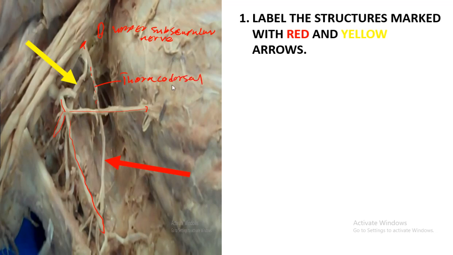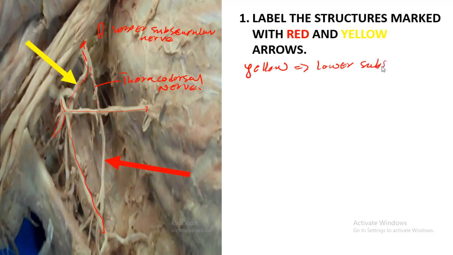Thoracodorsal nerve. The thoracodorsal nerve is going to supply the latissimus dorsi. Then there is this nerve which has also branched off from the posterior cord of the brachial plexus, and this nerve is known as the what? The lower subscapular nerve. So in short, the yellow guy is the lower subscapular nerve.